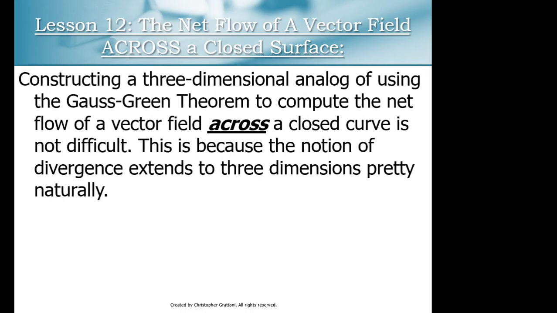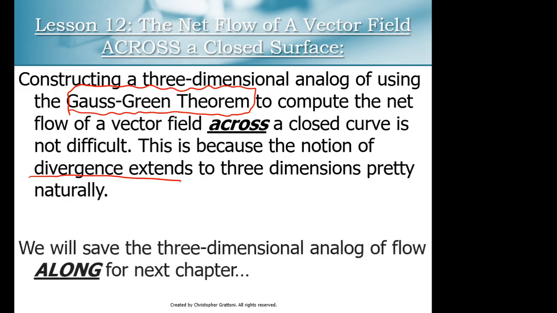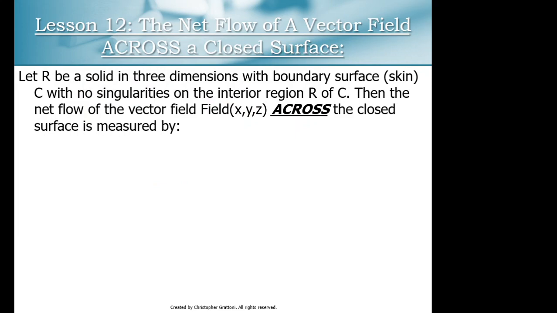What we really want is a three-dimensional analog of the Gauss-Green theorem. That's basically the big idea here. We want to have options for two different ways to compute flow across. And the good news is that the idea of divergence really extends pretty easily to three-dimensional space. And like I mentioned before, don't worry about flow along. All right, so let's get to the good stuff.